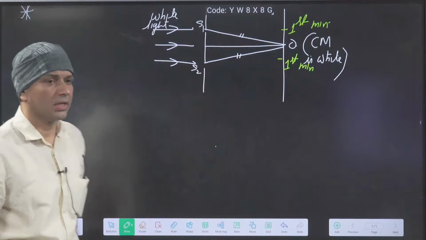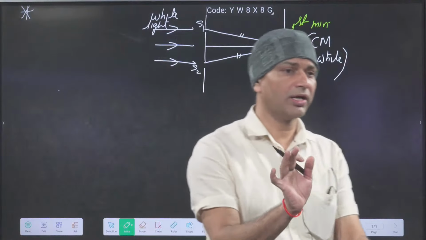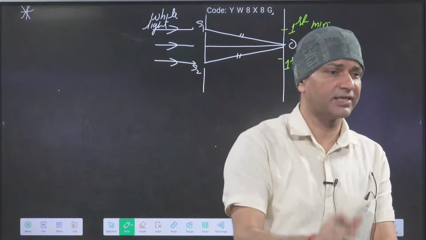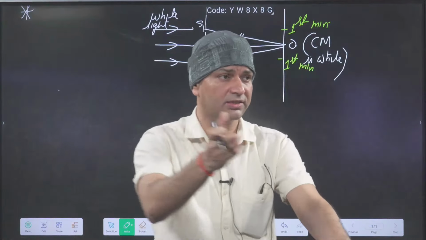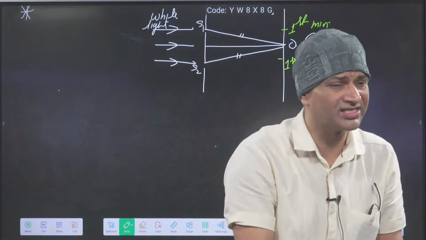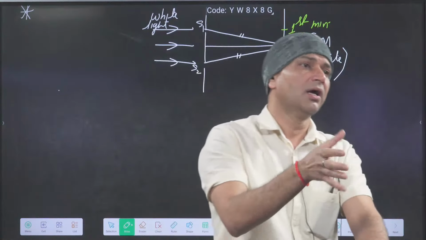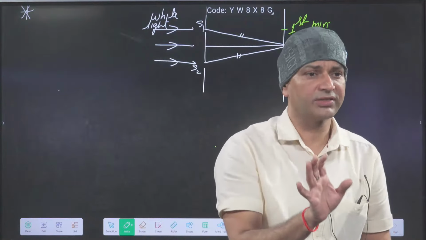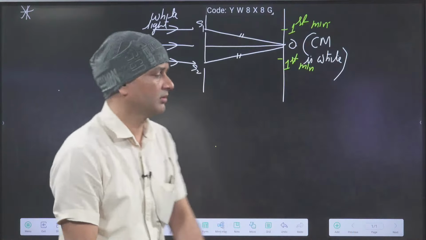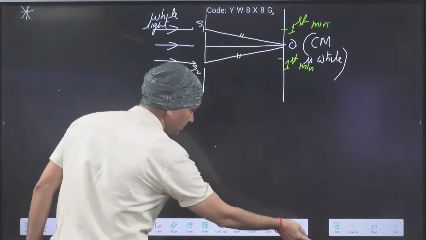Now, white light and all, everything is clear. In the beginning I said the screen distance should be large in comparison to the slit distance to see a clear interference pattern. Otherwise, the maxima and the fringes will start overlapping. Okay. Now we will come to the problem.